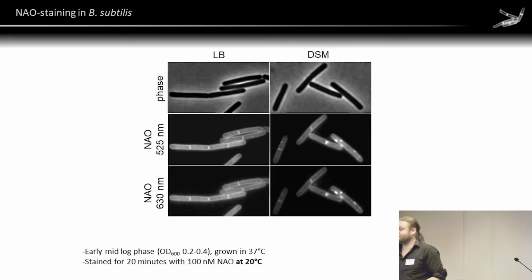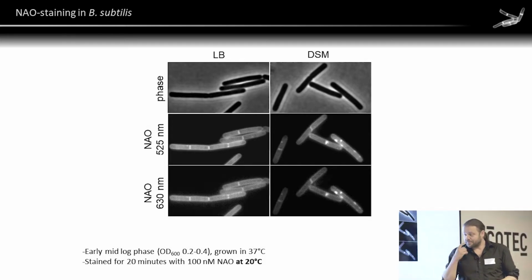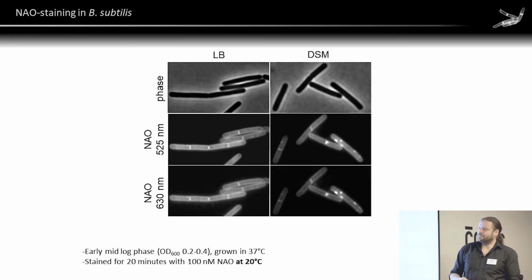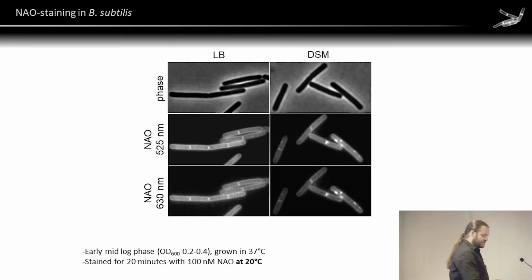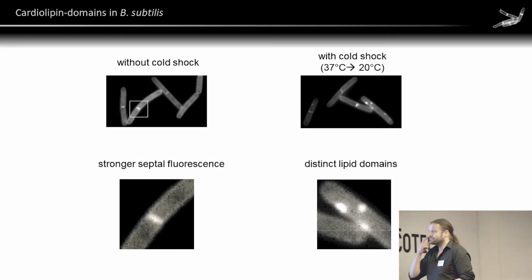So we repeated the experiments, but this time we incubated for the same 20 minutes as in the paper, at 20 degrees instead of the growing temperature. In LB, we still don't see anything, but now in this DSM medium we see these domains that look very much like what was published earlier. So we have two possibilities actually, and we were in discussion with the original authors about this too.